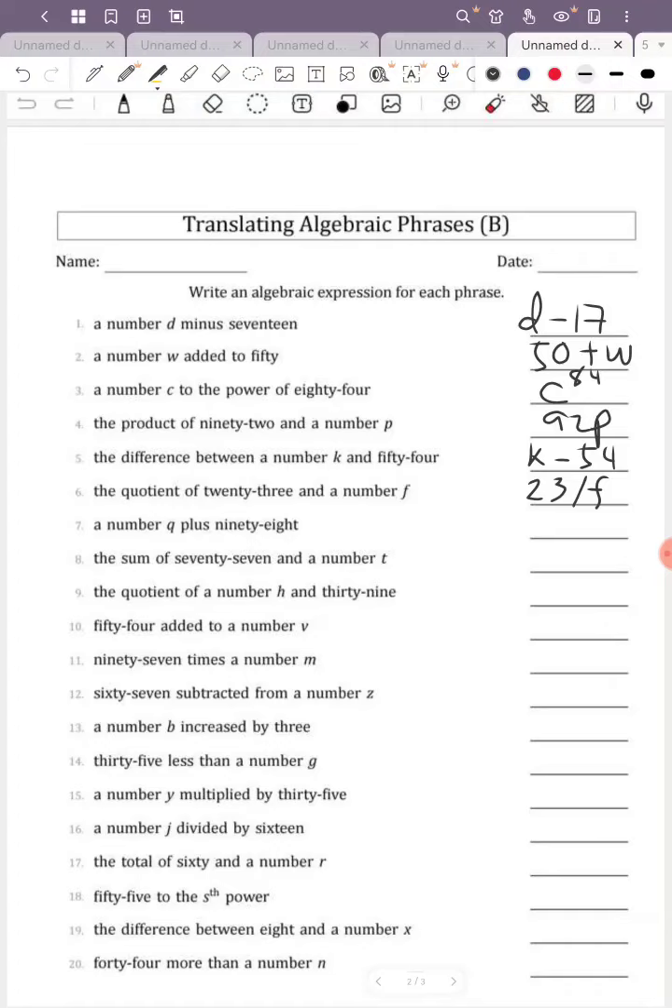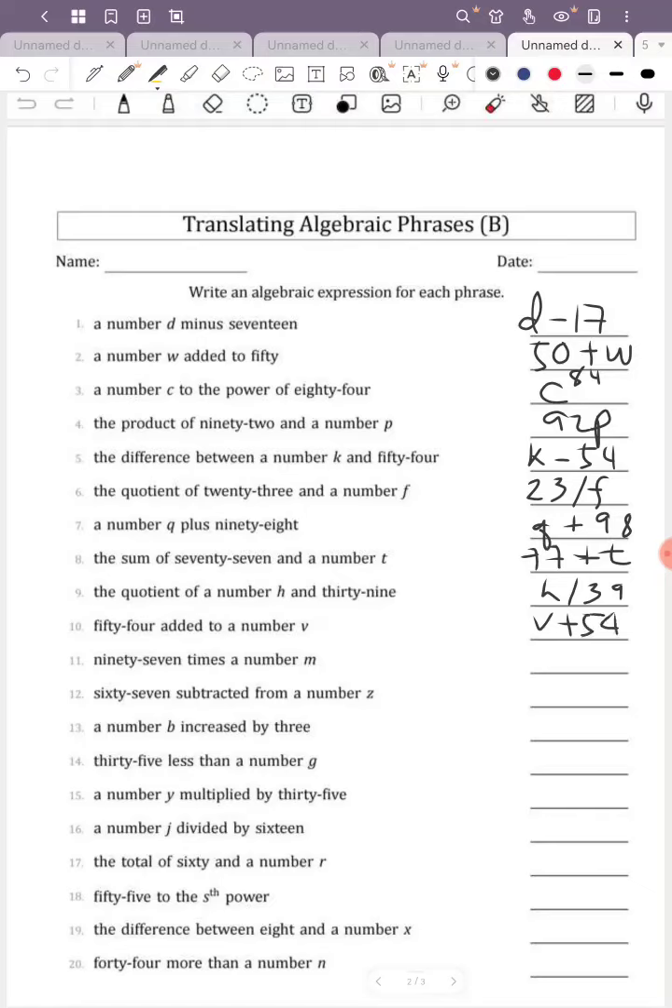A number q plus 98. The sum of 77 and a number t. 77 plus t. So we have plus. The quotient of a number h and 39. 54 added to a number v. So it says added to a number v. So 54 is added to a number v.